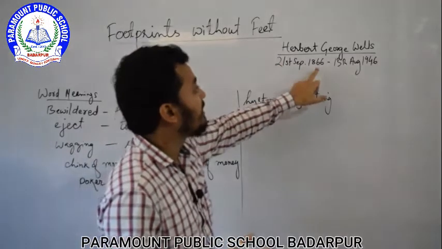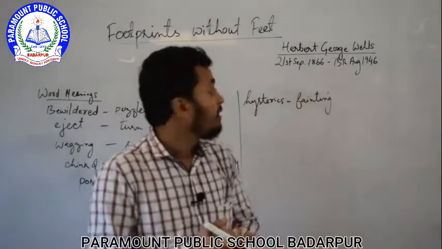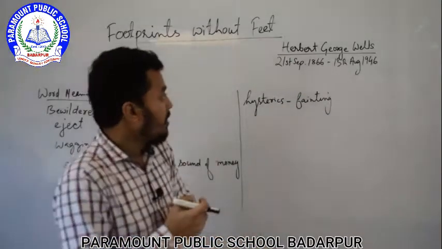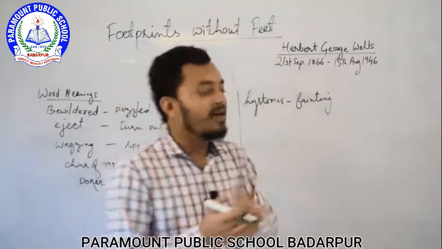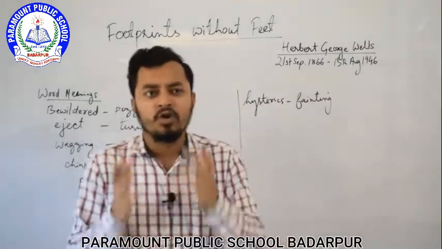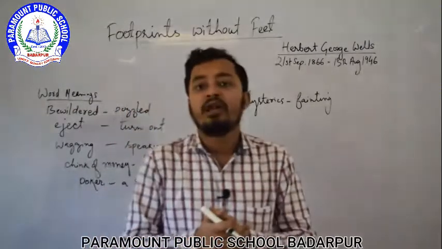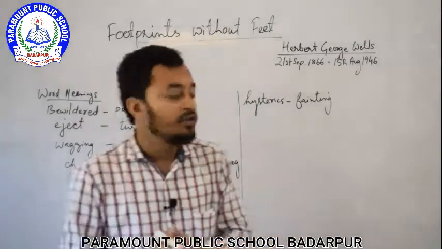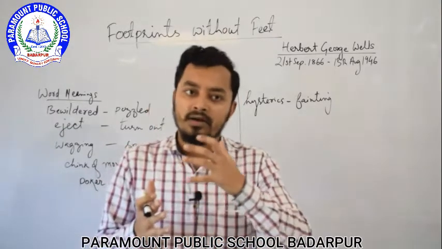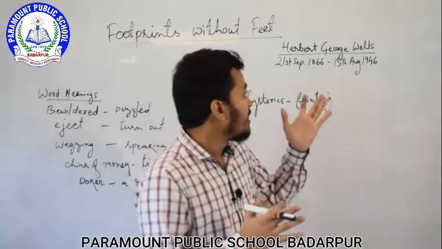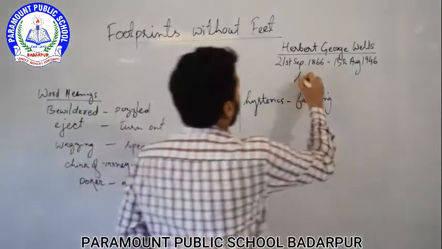Born on 21st September 1866 and died on 13th August 1946. Herbert George Wells, he is an English writer. He was prolific in many genres. He wrote dozens of short stories, novels, and works of social commentary, autobiography, biography also. He was famous for his science fiction novels, and he is also called father of science fiction.